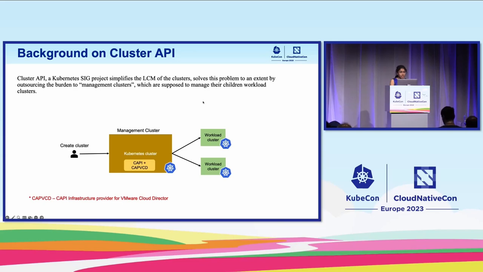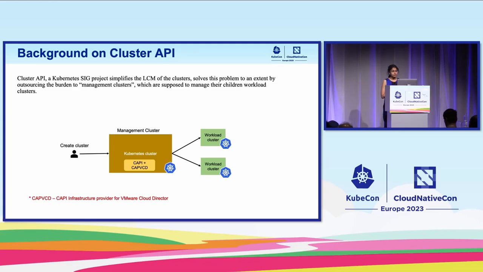Number one, this user is expected to have access to the management cluster. It could be a low-privileged access, but the user needs access to the management cluster. Another point is that Cluster API in this management cluster needs to have access to the control plane endpoint of these workload clusters for it to manage them. So just keep these two points in mind.